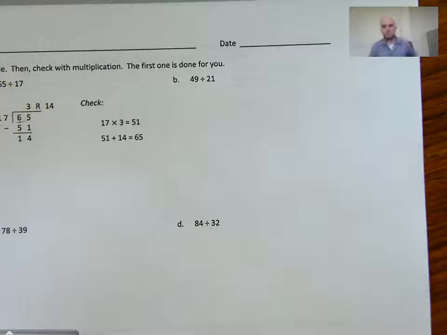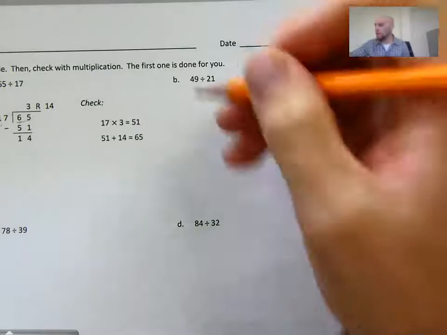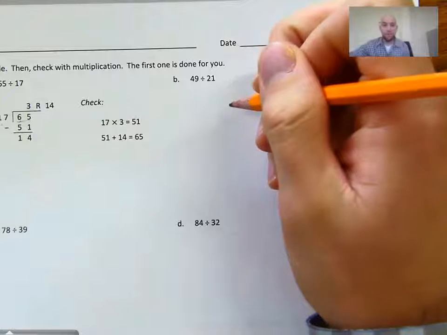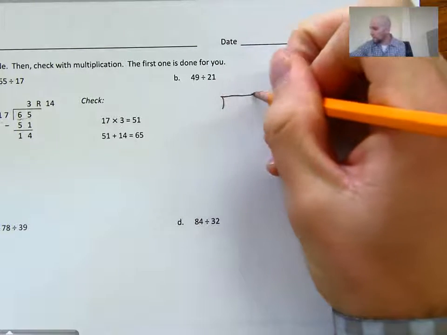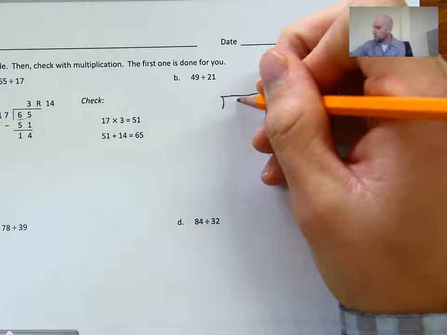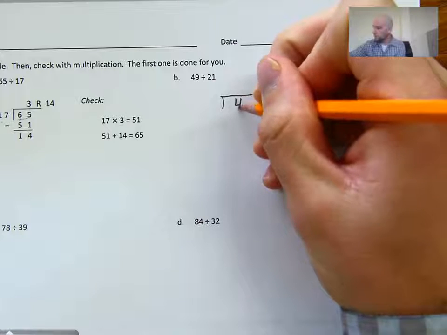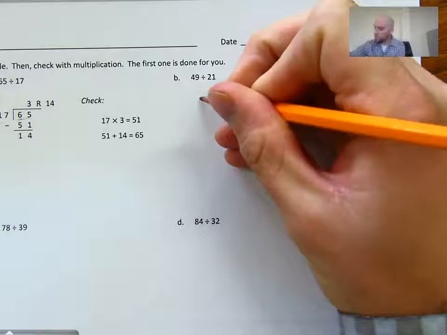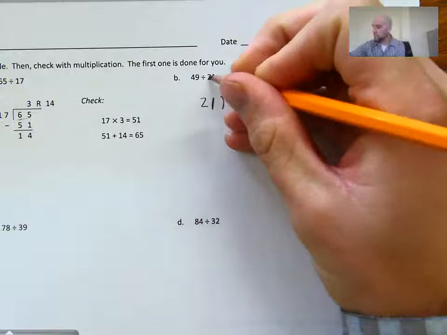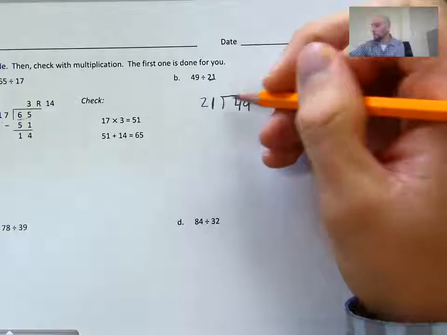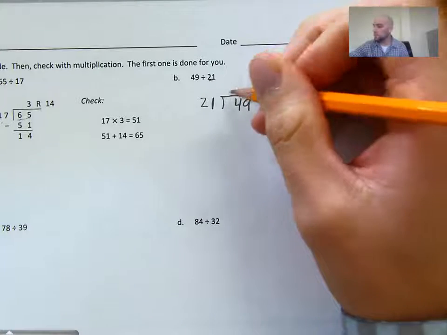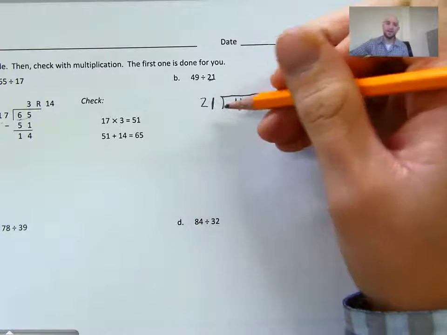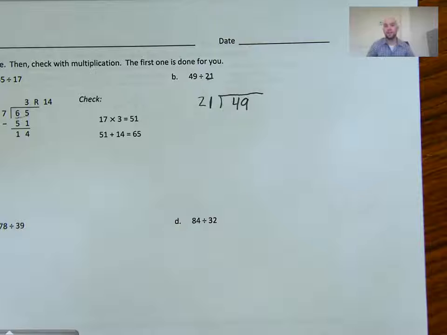So we're going to start here with letter B. It says 49 divided by 21. So I'm going to make my long division box here, and I'm going to put 49 inside of the box and 21 outside. 21 is my second number here, divided by 21. When I'm dividing by, that number goes outside of the box.